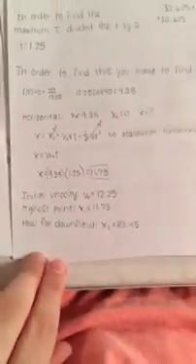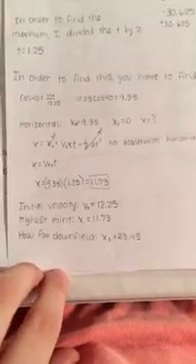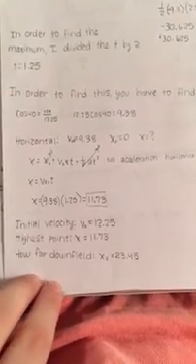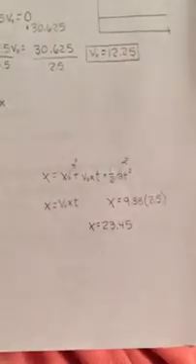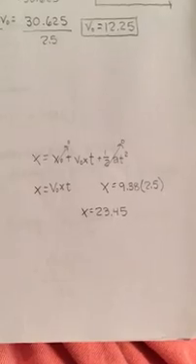So the initial velocity is 12.25. The highest point is 11.75, and the downfield distance is 23.45. And I found that from plugging it back in with the time.